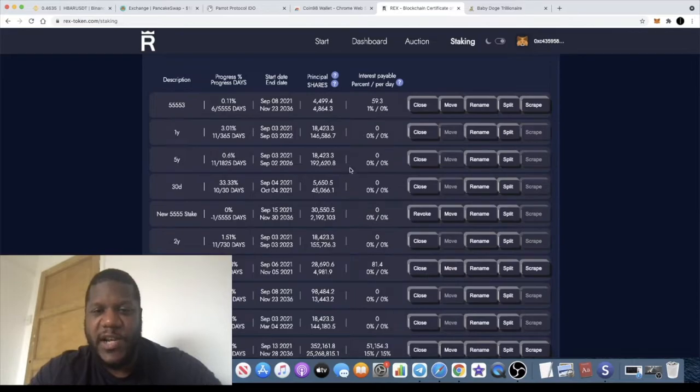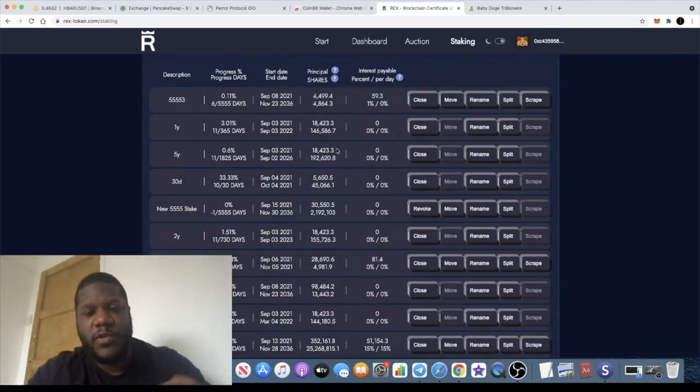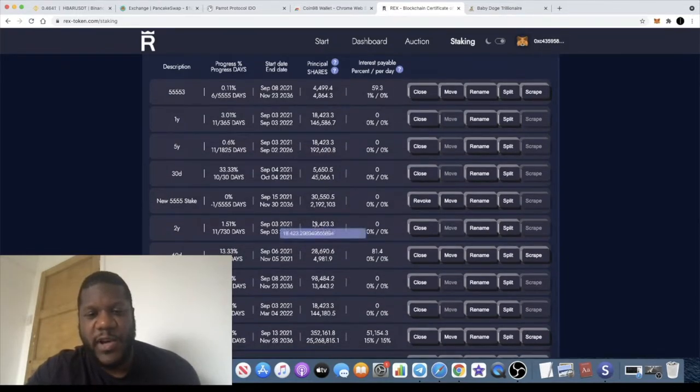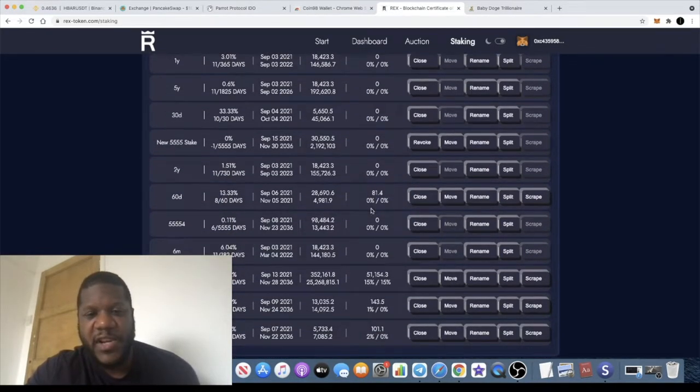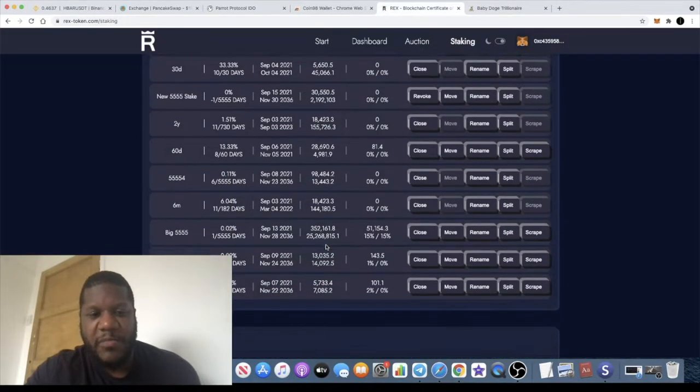Obviously, I will get fewer shares on these, but these are my small shares, like 18,500 Rex. I think I took my first big buy and just split it up into four different stakes, which is why they're equal amounts, but over different lengths of time. So they're paying out different levels of interest. I scraped those, staked those, and I'm getting 15% a day.